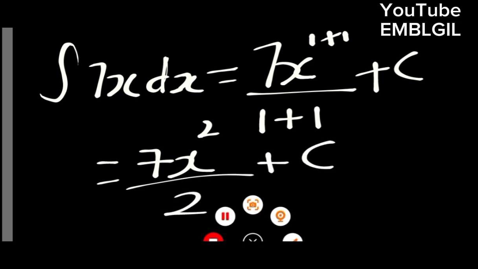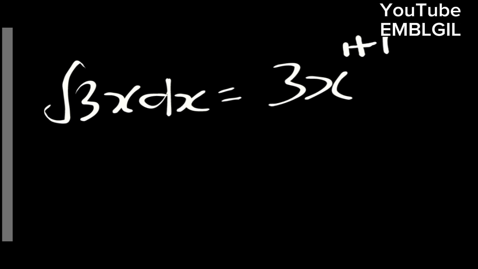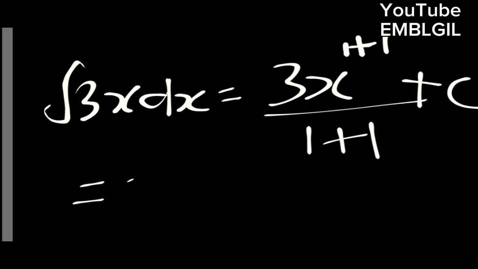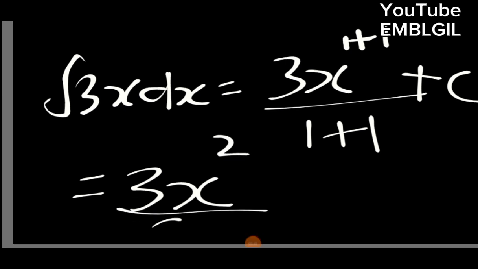As simple as this. Let's write another example. For instance, we have the integral of 3x dx. Remember what I told you, that this x here has an invisible power 1, right? So we have 3x raised to power 1, the invisible 1, plus 1, over 1 plus 1, plus our c, to give us 3x. 1 plus 1 gives us 2, right? Over our 2, plus c. As simple as this.